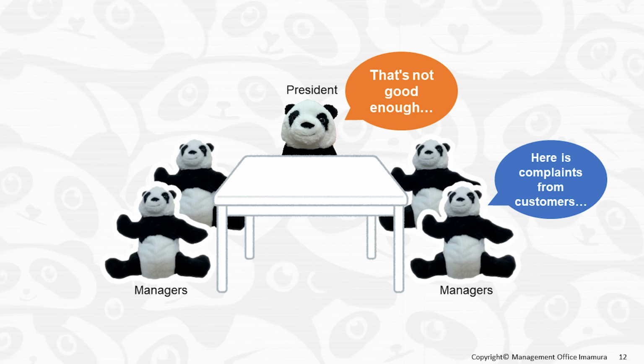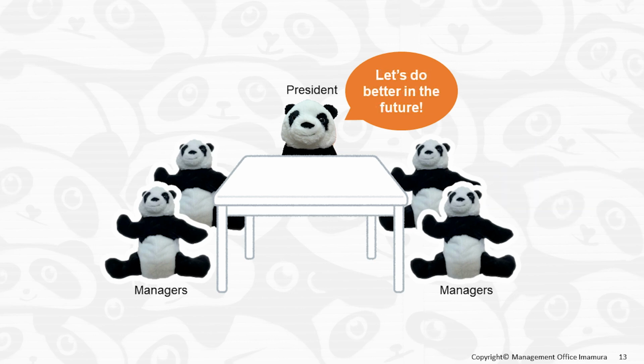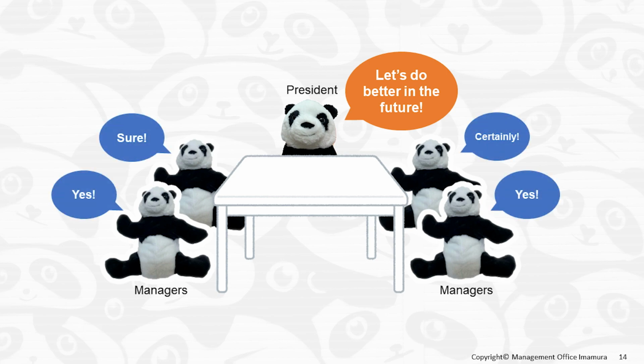These kinds of reports are important inputs in the management review. Based on these inputs, the president says, "Let's do better in the future," and makes a decision to improve, which is considered as the outputs of the management review. After the president shares the decisions, the managers respond with, "Yes, sure," or "Certainly." This collaborative process ensures that the management review is completed efficiently.